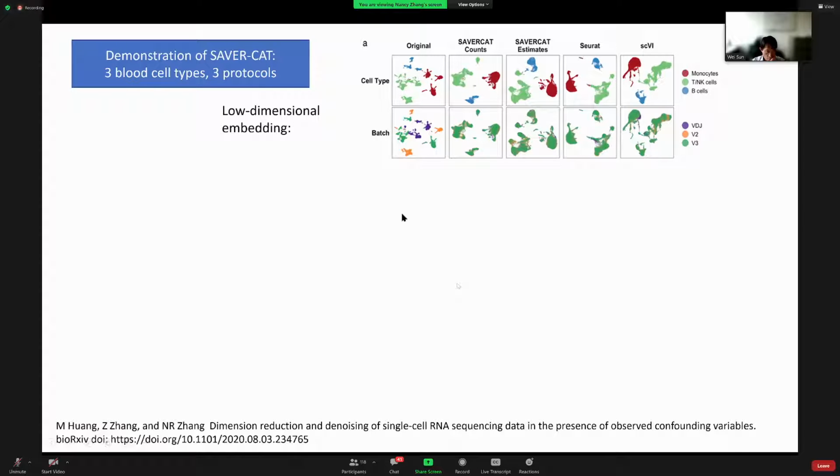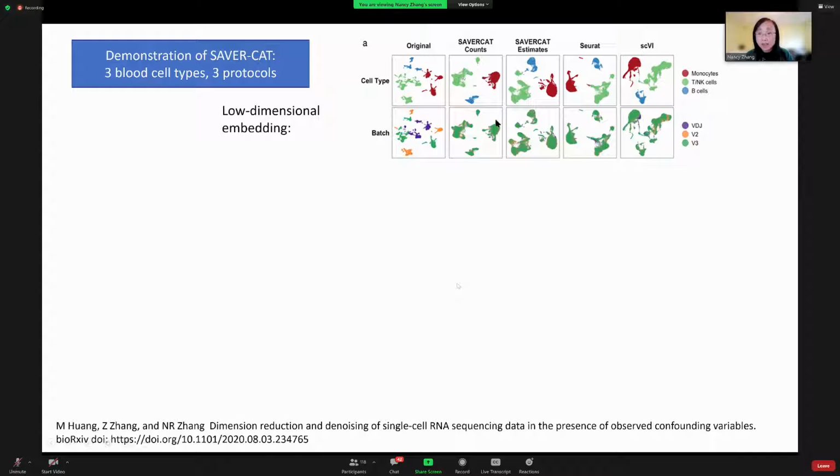Okay, so let's look at some experiments on data. Here I'm showing you a data set with 3 blood cell types, the monocytes, the T and NK cells, and the B cells, which are the different colors on the top row, and 3 protocols, which are the bottom row. They're just different ways of doing single cell experiments. The leftmost plot, and these are all UMAP plots, shows you the original data. You see how bad the batch effect is. The purple and green and orange cells are all very separate from each other, right? So you don't know whether a cluster is due to a batch or due to a cell type.